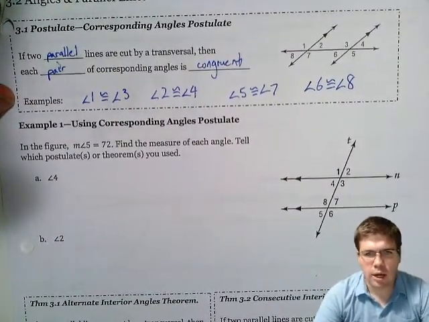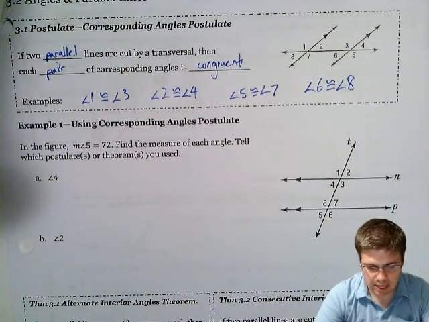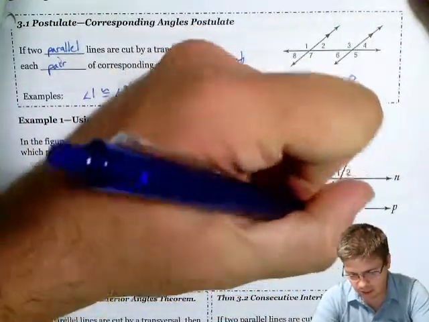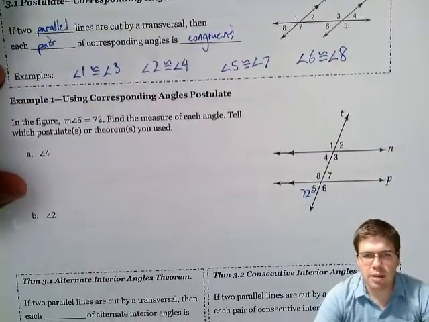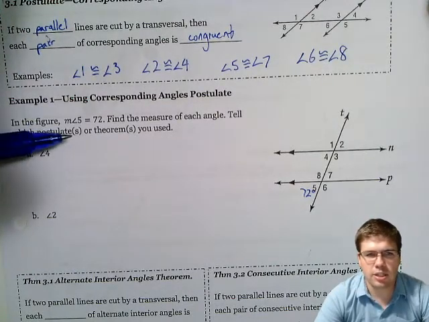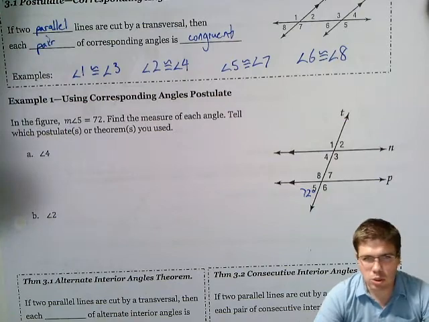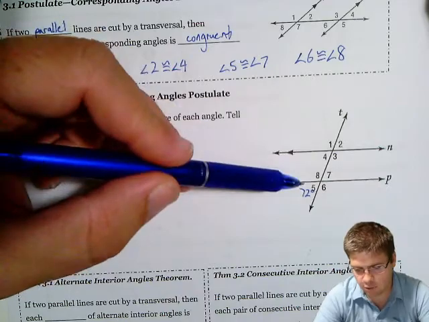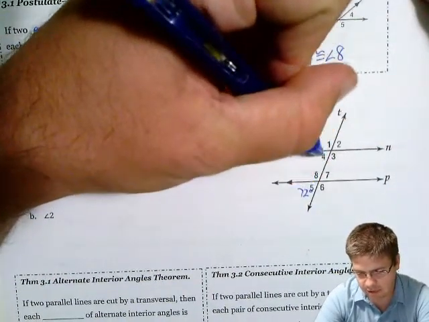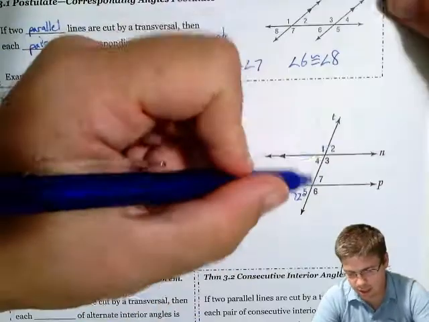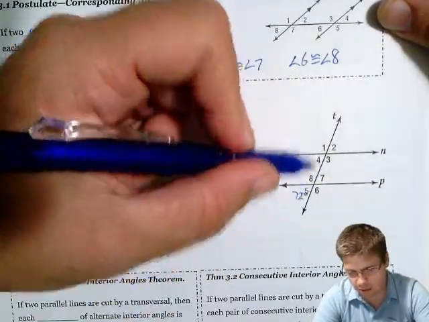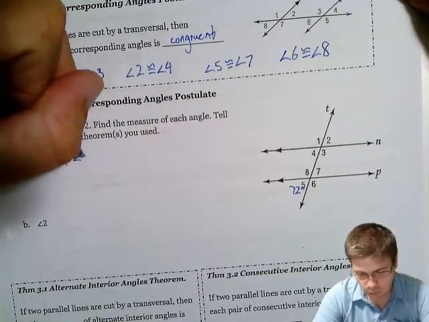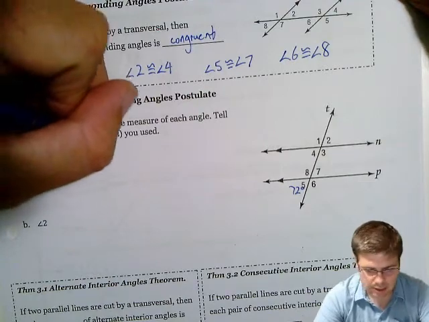All right, so we're going to go ahead and use that corresponding angles postulate. If in this figure the measure of angle 5 is 72 degrees, so let me put that in there, 72 degrees. Find the measure of each angle, tell which postulate or theorems you used. All right, so we want to know the measure of angle 4. Well, if we know angle 5 is 72 degrees, angle 4 is corresponding, right? It's kind of on the bottom left of that intersection. These are parallel lines, so angle 5 is congruent to angle 4. And so we know that the measure of angle 4 would be 72 degrees as well.